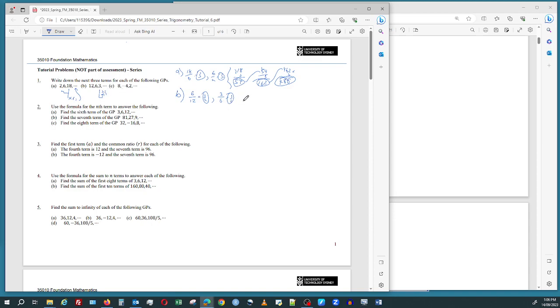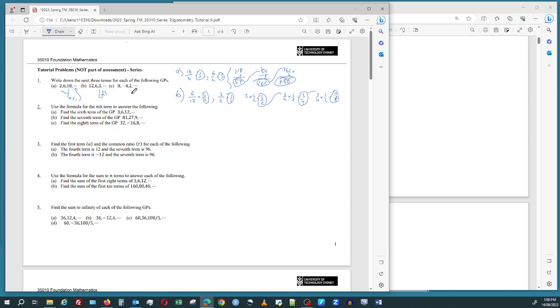So 3 times a half is equal to 3 on 2. So the next term after 3 is 3 on 2. Likewise, we can take 3 on 2 and multiply it by a half, and so we'll get 3 on 4. So the next term is 3 on 4. Likewise, we can take 3 on 4, multiply by R, which is a half, and we'll get 3 over 8. You see the patterns coming. So 6, 12, 3, 3 on 2, 3 on 4, 3 on 8.